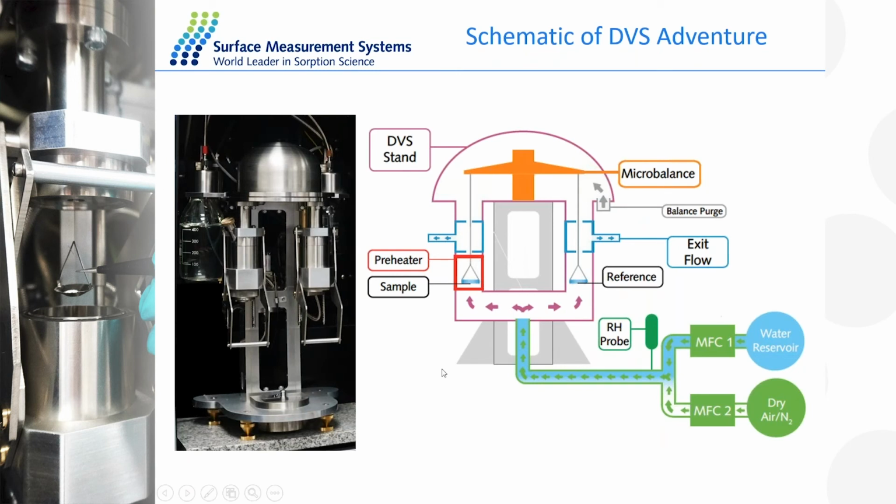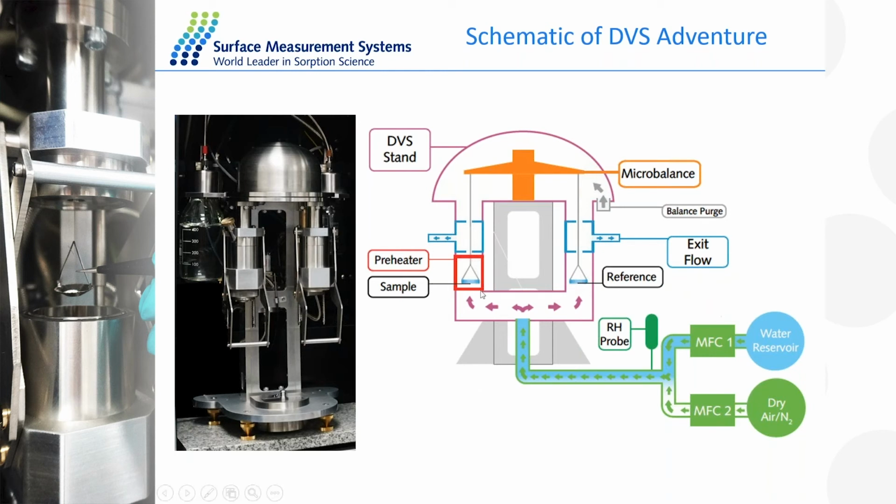So this is a schematic of one of our DVS instruments. You have a sample pan and a reference pan, and these will be these two here. We also have both pans attached to a microbalance. We have two mass flow controllers, so we have dry air and nitrogen, and we also have our probe mass flow controller. In this case, it's a water reservoir. So these can be flowed through our system.